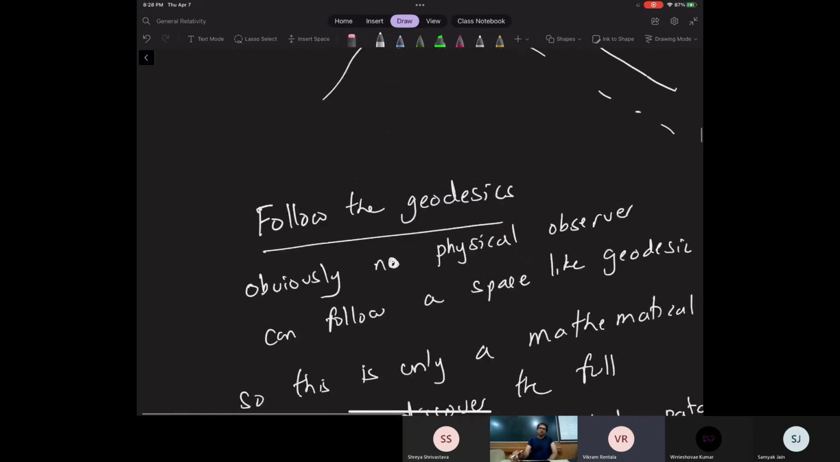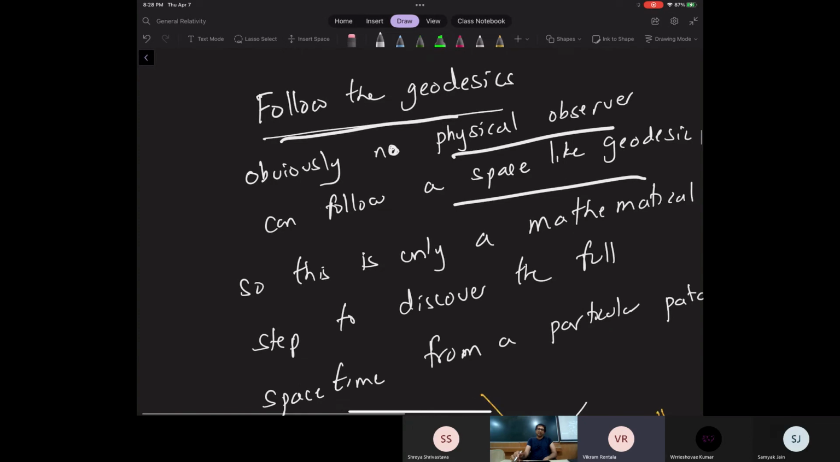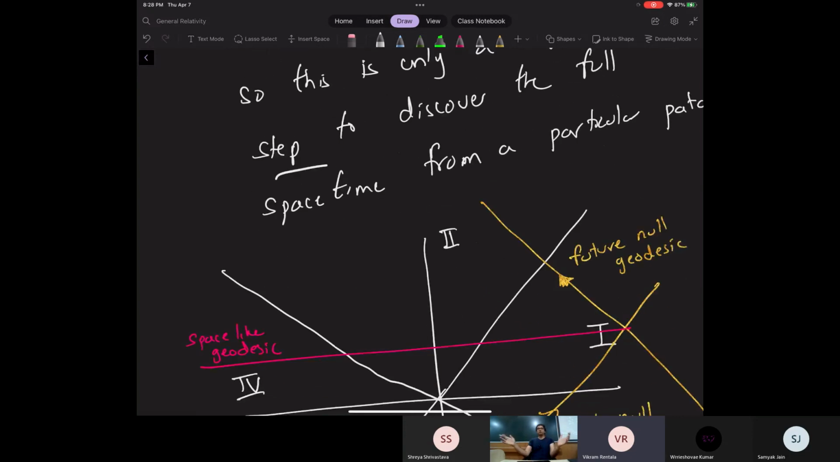So you can follow a geodesic, and obviously no physical observer can follow a space-like geodesic. But as a mathematical step, if I want to discover the full space-time, basically I just follow geodesics to wherever they lead me. So I don't worry about what my coordinates are. Rather, I follow geodesics because geodesics are physical things on the manifold. They don't care about what coordinates you're using.